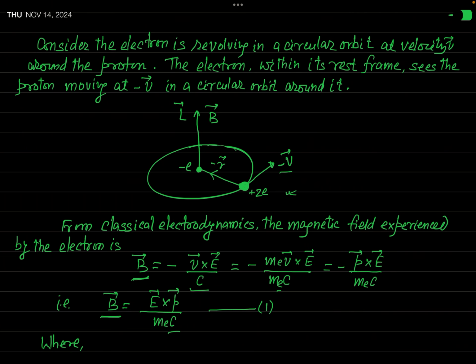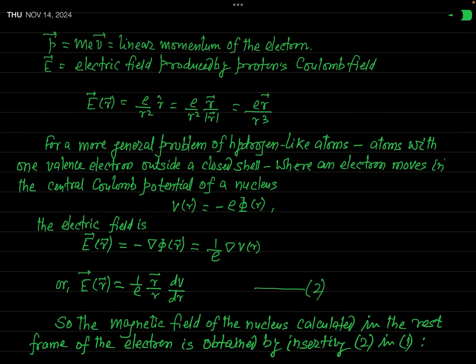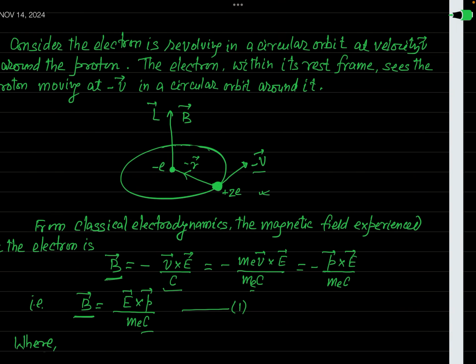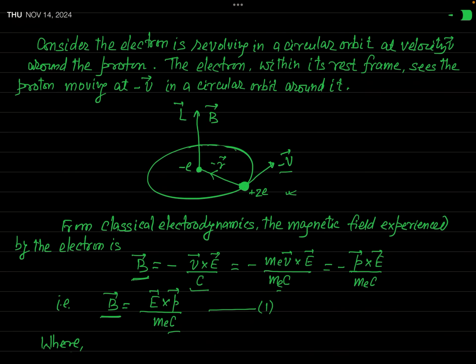Actually, here, as I have told you, p is the linear momentum of the electron and E is the electric field produced by the proton's Coulomb field. And the charge of a proton is plus e, because in hydrogen's nucleus there is only one proton. Although in the figure I have written here plus Ze. It means if the atom is not hydrogen but a hydrogen-like atom, then there may be more than one proton.